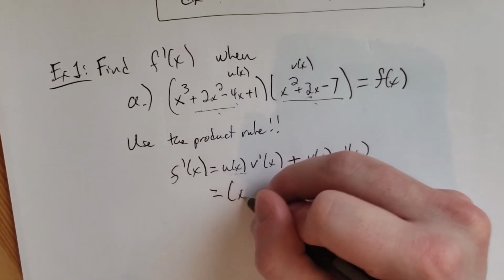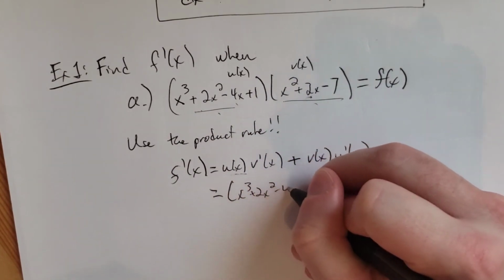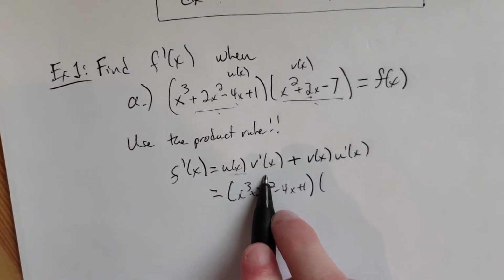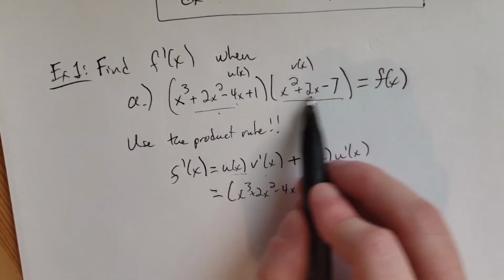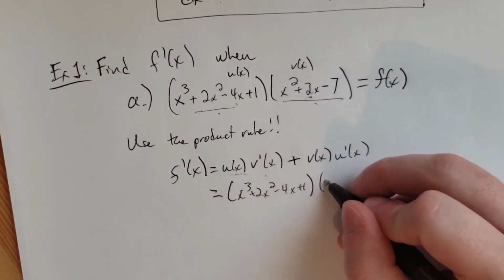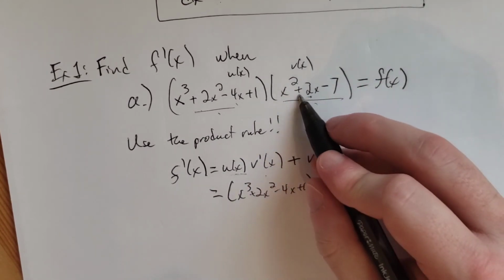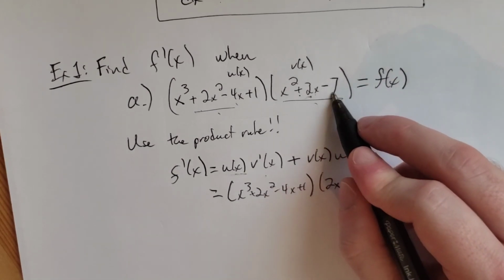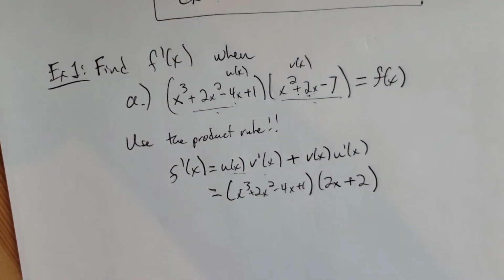That's just x cubed plus 2x squared minus 4x plus 1. And then we need to multiply that by the derivative of v. Well, what's the derivative of v? Derivative of x squared is 2x. The derivative of 2x is 2. And the derivative of a constant negative 7 is just 0.